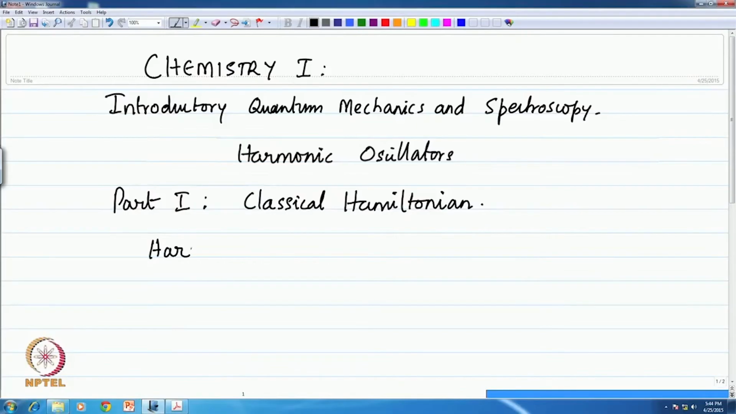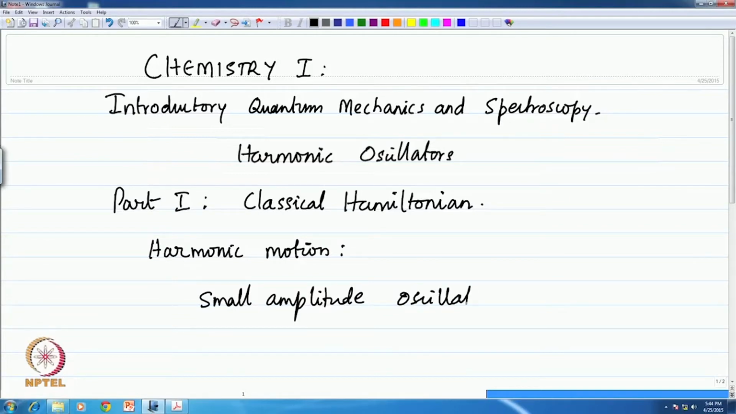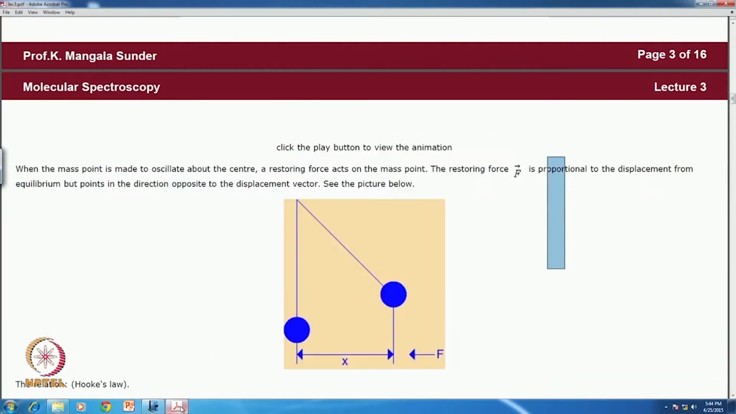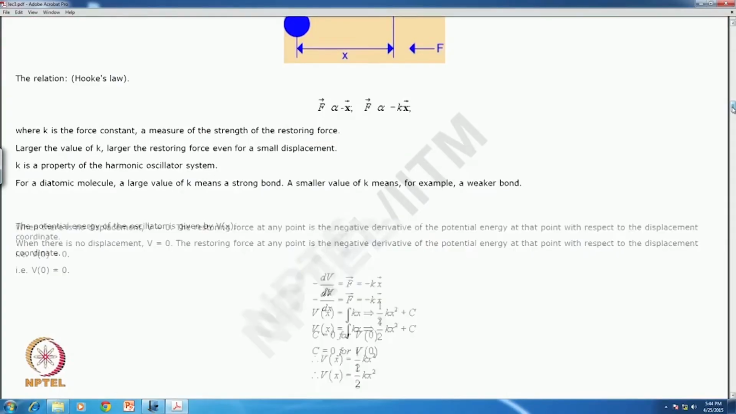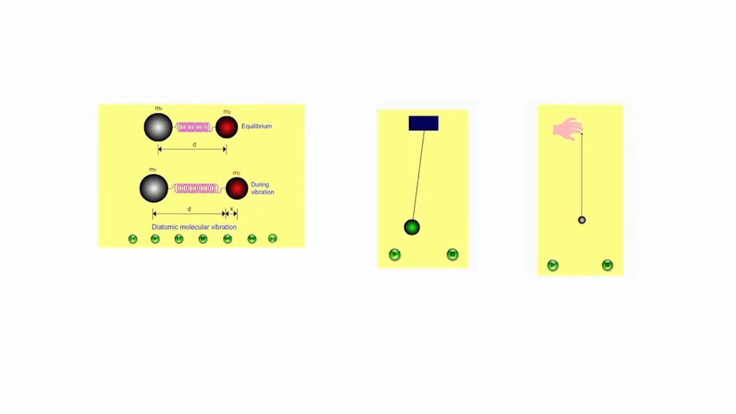So let me write down harmonic motion, small amplitude oscillation about equilibrium. If you want to visualize that, here are some simple pictures. So these are some examples of what is meant by a small amplitude vibration or oscillation about an equilibrium position.